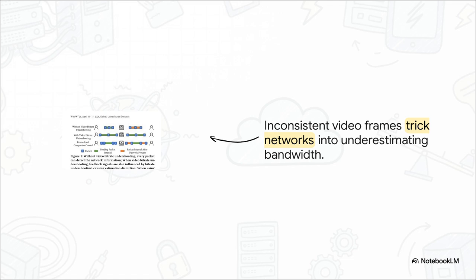Well, the problem is that video data isn't a nice, smooth river. It's lumpy. Think about a big action movie. A huge explosion, that's a massive chunk of data. But then a quiet scene with two people talking, that's just a tiny little trickle. This herky-jerky stop-and-go rhythm completely confuses the network. It literally gets tricked into thinking you have less bandwidth than you really do. This whole thing is called video bitrate undershooting, and it's a huge reason you see that dreaded buffering wheel.